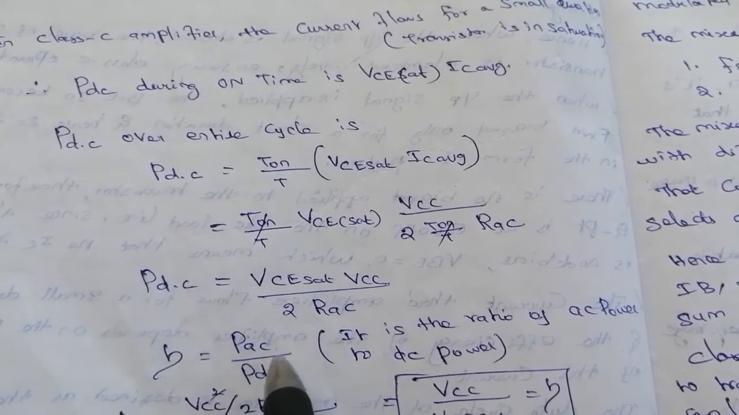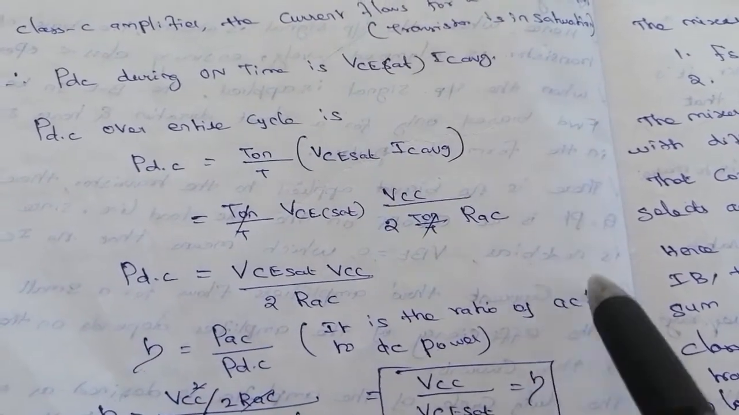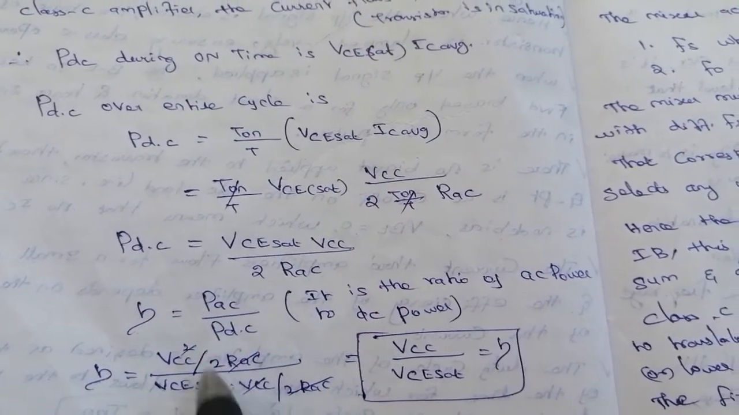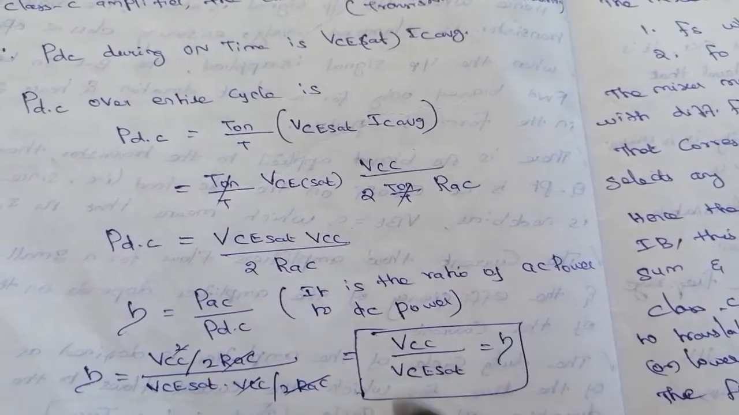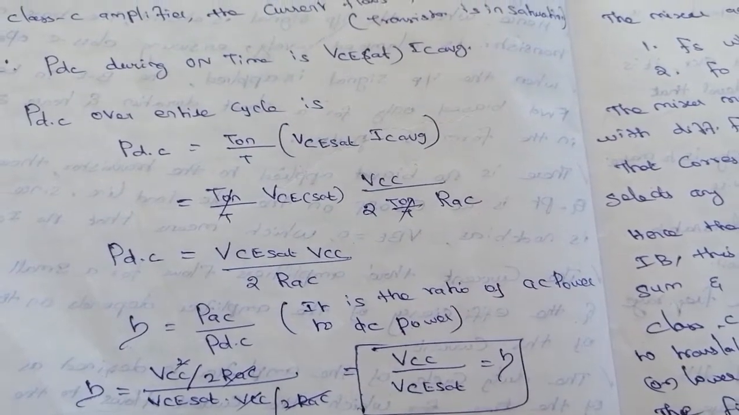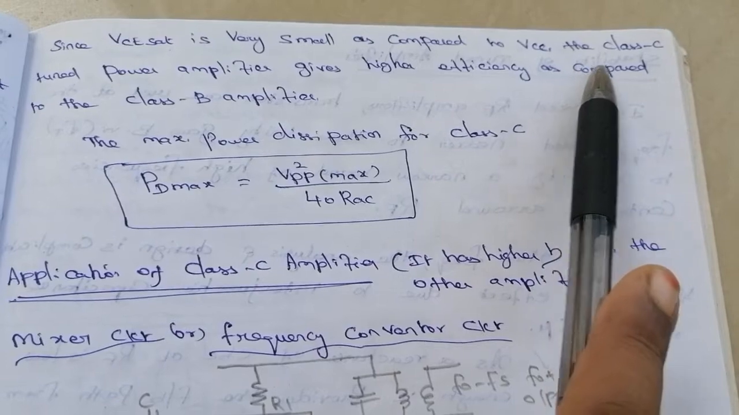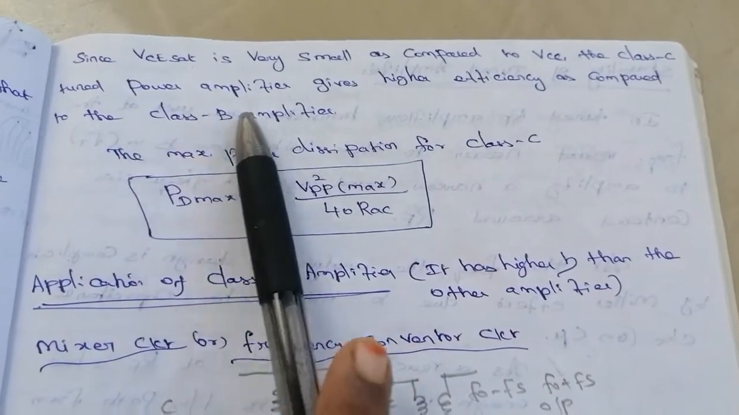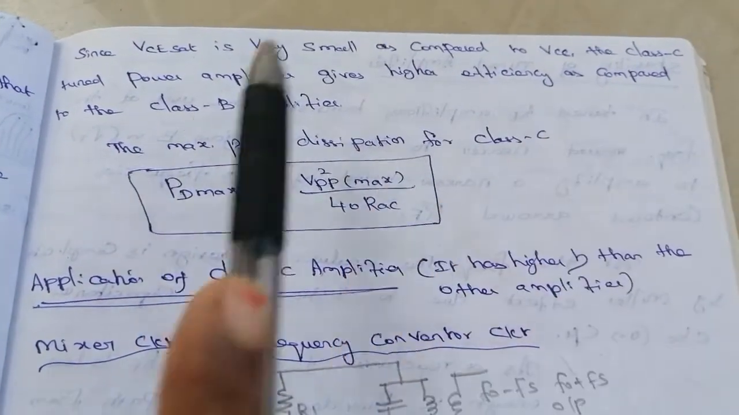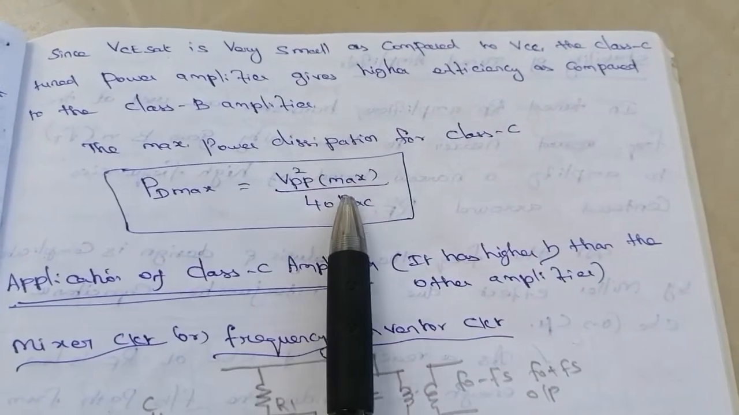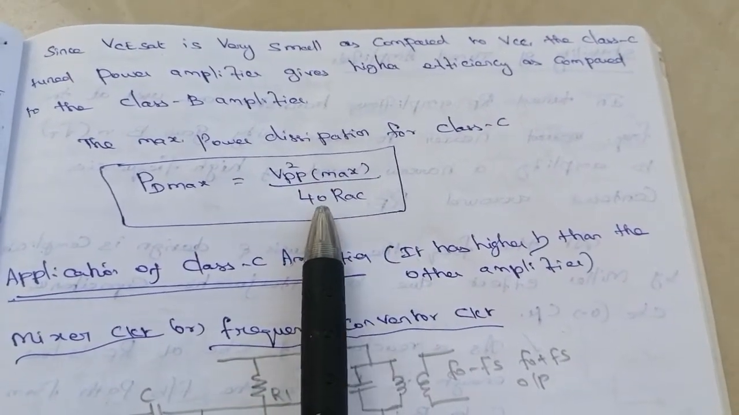So eta is PAC by PDC, the ratio of AC power to the DC power. We know the AC power and DC power values, so substituting them, finally eta equals VCC by VCE saturation. Since VCE saturation is very small compared to VCC, the power amplifier gives higher efficiency as compared to the class B amplifier. The maximum power dissipation for the amplifier is VBB squared maximum by 4 RAC.